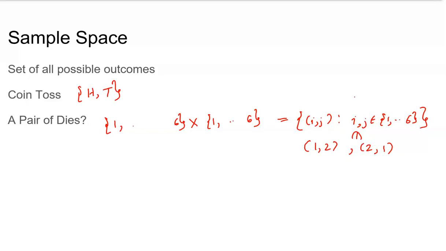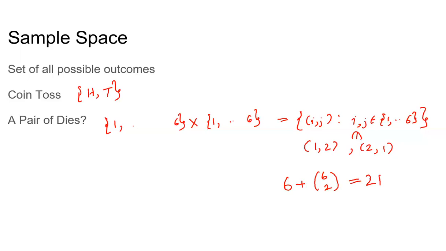Okay, so let me try to count it slightly differently. There are 6 cases when both the dice are the same, right? Yes, sir. So there are 6 cases when both the dice are the same, and when both the dice are different, how many possibilities are there? 6 choose 2, right? Okay. So 6 into 5 divided by 1 into 2, that is 15, plus 6 equals 21.